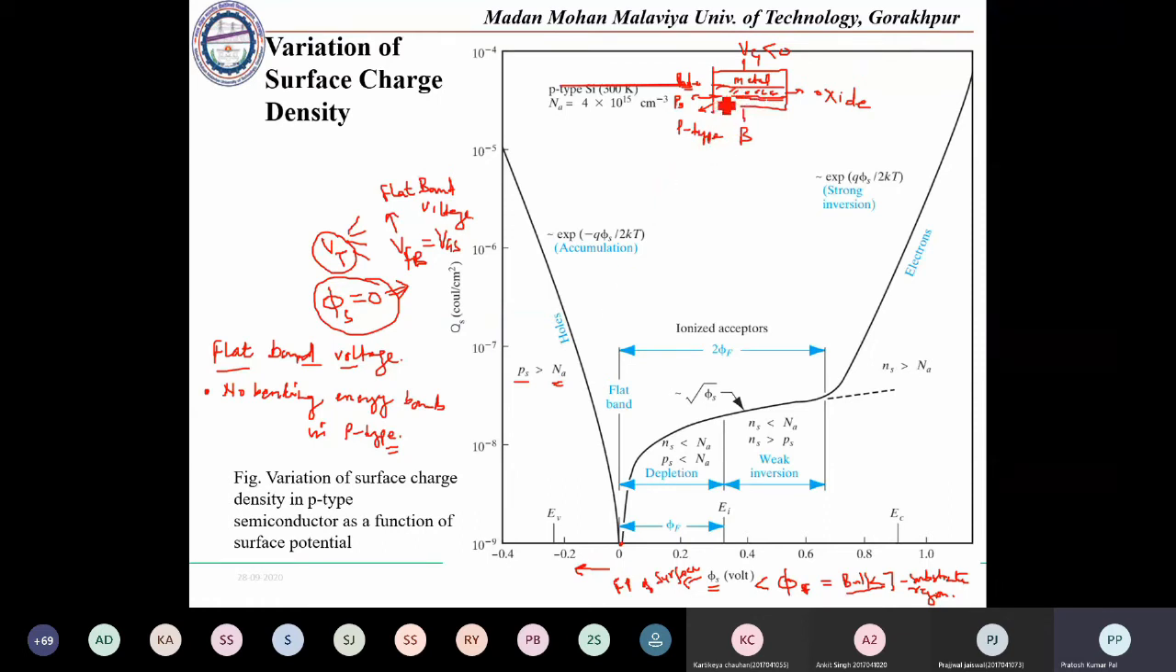So we are basically analyzing, plotting the surface charge density. At that time, the surface charge density will be such that the holes will be larger in number with respect to the acceptor ion doping concentration. This process we call accumulation.